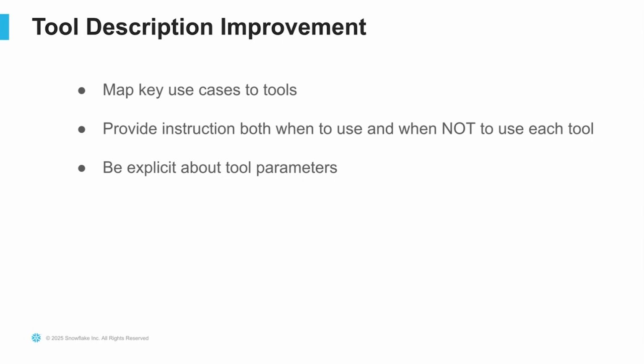To generalize these into some improvements that you can make when you're writing your tool descriptions, you should focus on mapping key use cases of your agent to specific tools. This is exactly what we did when we rewrote those tool descriptions. You also want to provide instructions both when to use and when not to use each tool. And you want to be really explicit about which parameters are available for each tool. This is another pattern we implemented in that version 2 of our tool descriptions.